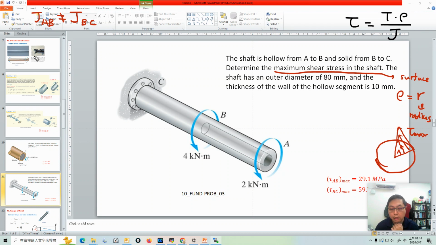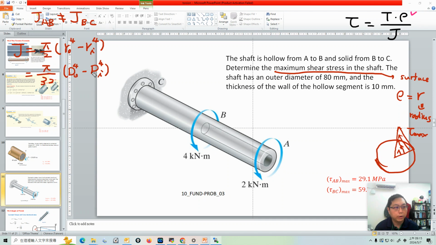What is the polar moment of inertia? Do you remember the formula? It is pi over 2 times outer radius to the power 4 minus inner radius to the power 4. That's for radius. But if the problem gives you a diameter, it becomes pi over 32 times outer diameter to the power 4 minus inner diameter to the power 4. That's the formula for the polar moment of inertia.